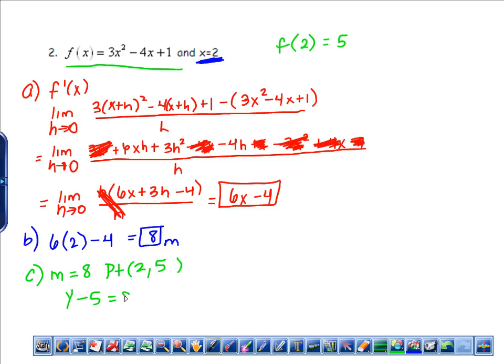y minus 5 equals 8 times (x minus 2). And you do not have to simplify that. Okay, bring your questions to class.